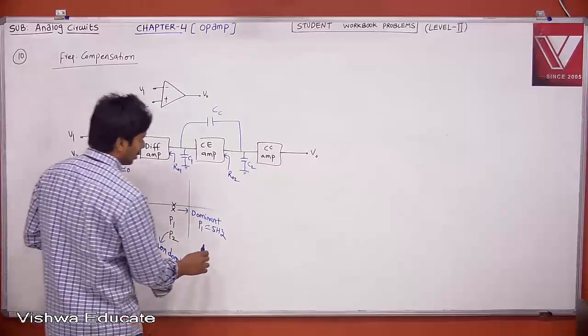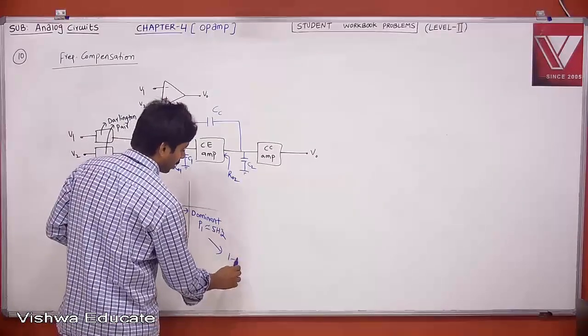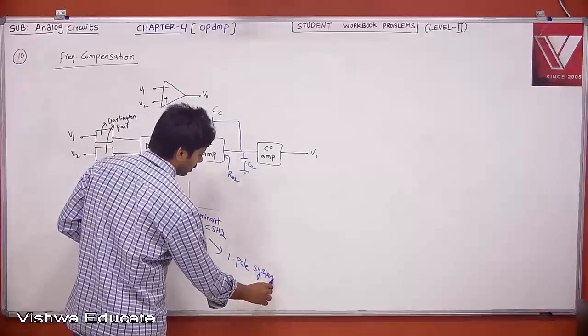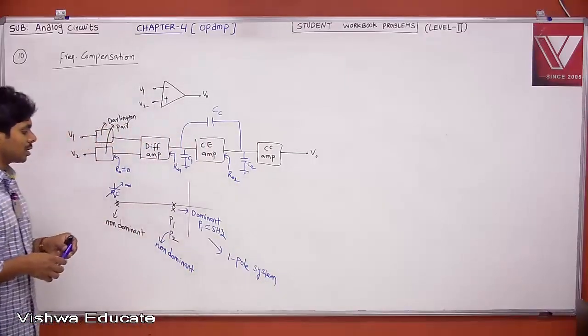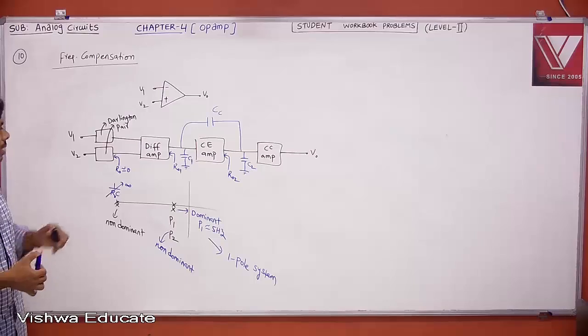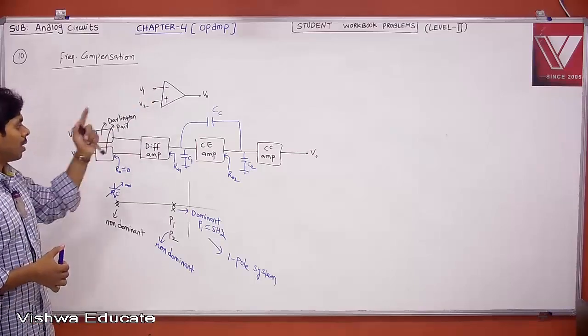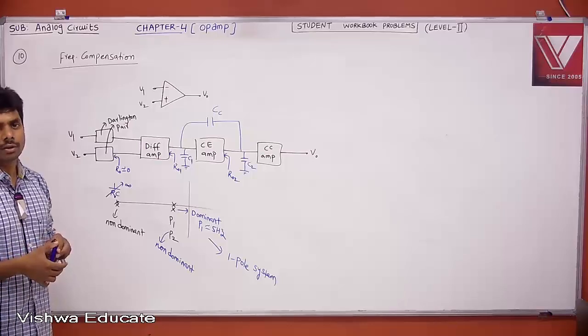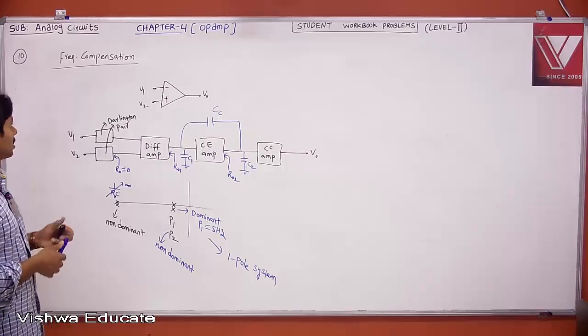Then effectively, due to compensation, it is a one pole system. Your op amp is a one pole system. Therefore, indirectly, when I say one pole system, your stability will be improved. Even though your feedback has another pole, making it a two pole system, if that pole is less than the unity gain frequency of your op amp, then we can say it is stable.